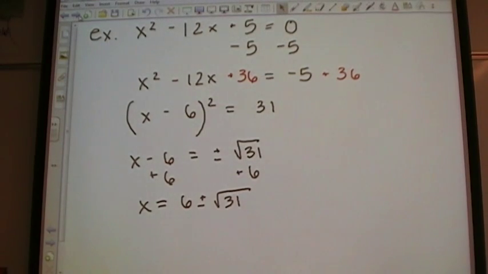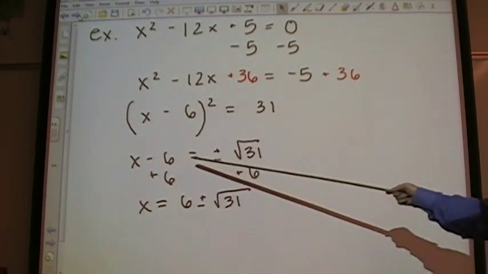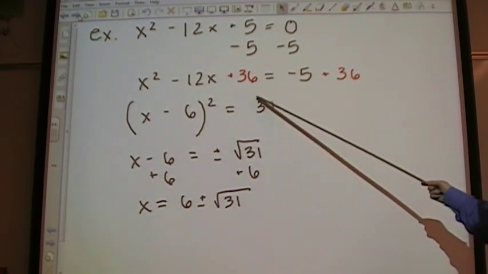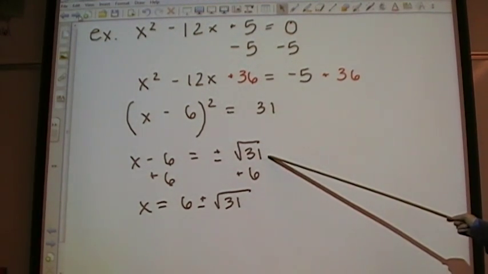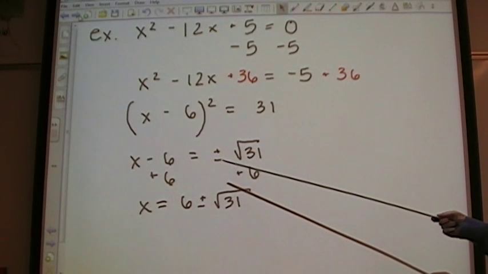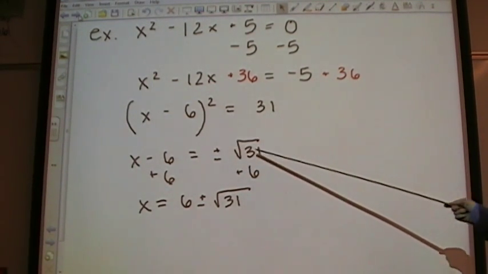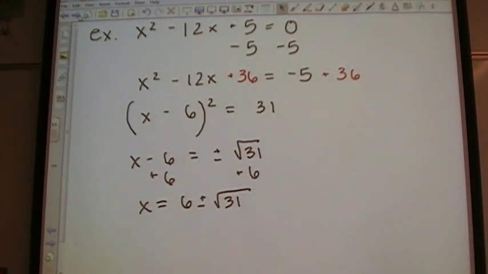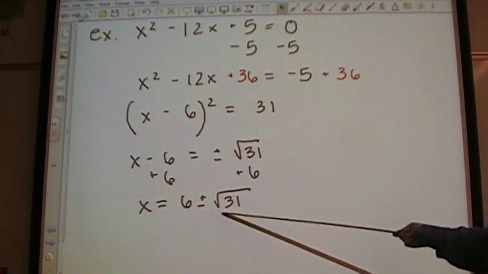Then you take the square root of both sides, so you get x minus 6 on the left, plus or minus the square root of 31 on the right. You don't mess with this unless it asks for decimal form, but I don't think it does. So just leave it as the square root of 31. If it can be simplified, you would do that, but 31 cannot be broken down. Then just add 6 to both sides and you're done: 6 plus or minus the square root of 31.